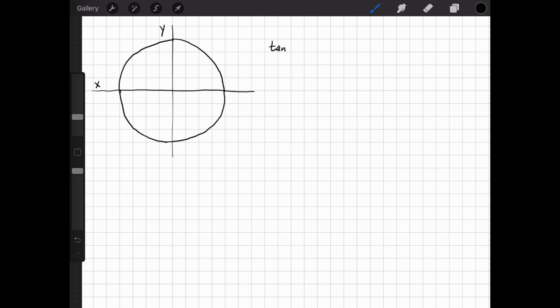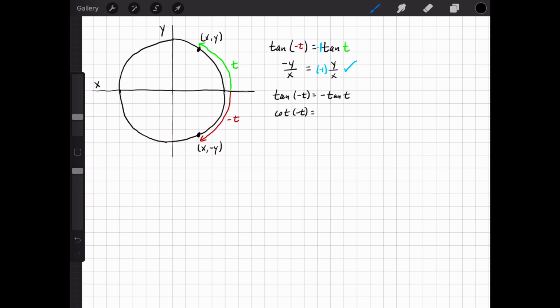And finally, let's look at tangent in the same way. By graphing both angles, we get the same points, but for tangent, we will need to look at both values. For this, tangent of negative t is equal to negative y divided by x, and tangent of t is equal to y divided by x. So to make this statement true, tangent of t would have to be multiplied by negative 1, which is how we would get this odd identity as well. Cotangent follows suit as it's the reciprocal of tangent.